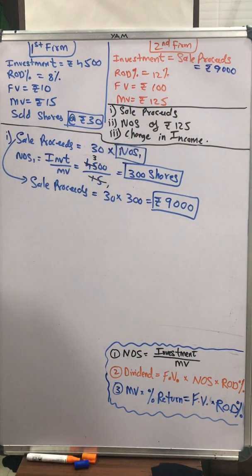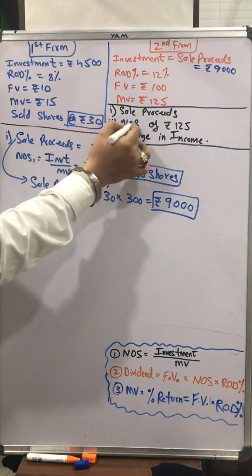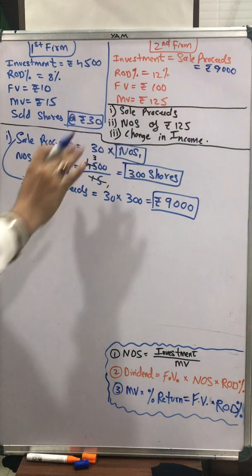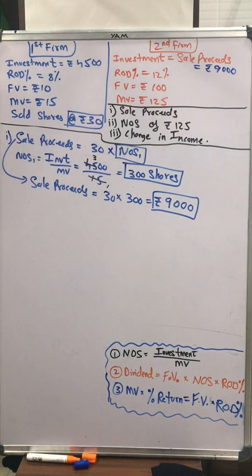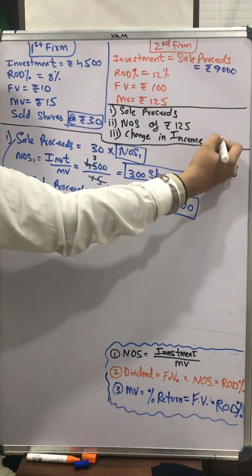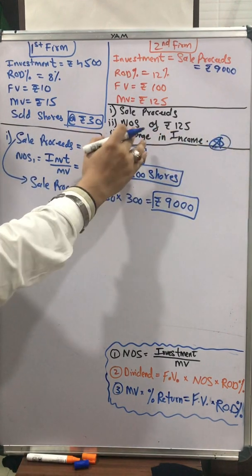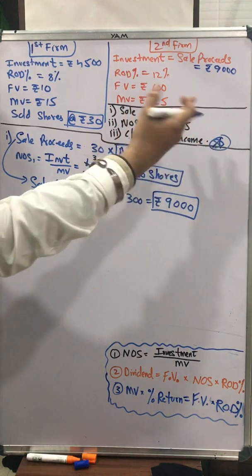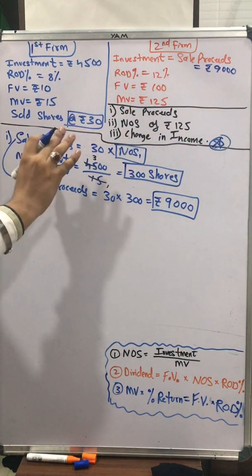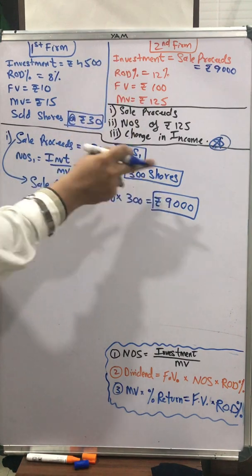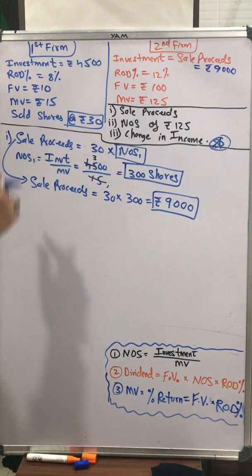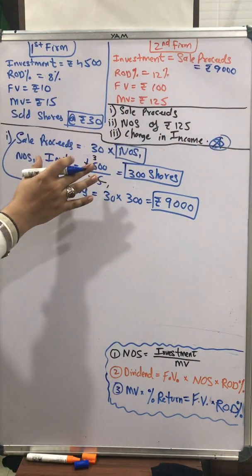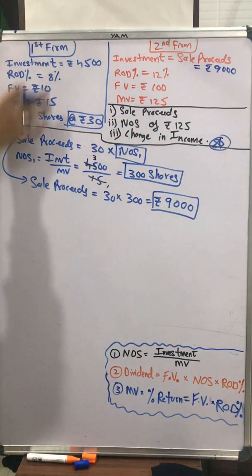Okay. Second thing we need to find is the number of shares of rupees 125. That means we need to go for the data of the second firm. But as I told you, I selected this question only because of this third sub question. Here it is mentioned change in income. In other words, what is another name for income? Dividend. Change in dividend. That means we need to find the difference of two dividends. That means we need to find both the dividends. So before moving on to the second firm, first let's find the dividend received from the first firm.